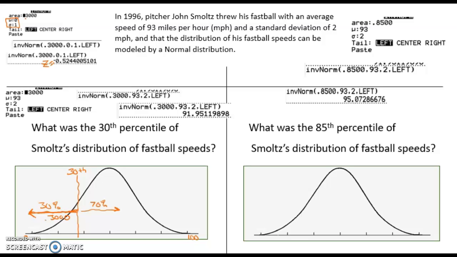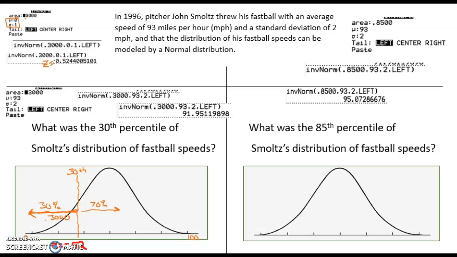So I'm going to go ahead and label this while we got it. Let's make it a little bolder. So the z-score that corresponds with the 30th percentile is going to be negative 0.52. Okay? Now we'll leave it right there. That's my z.